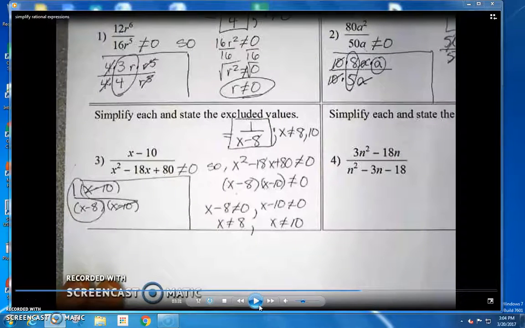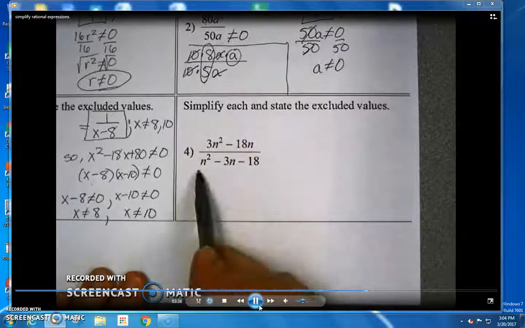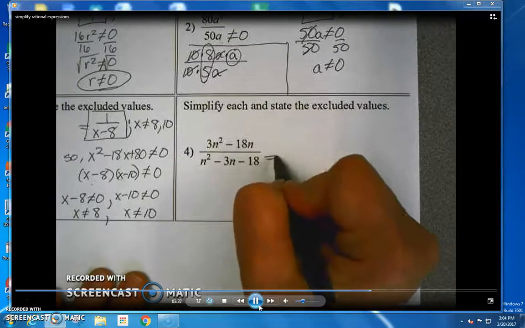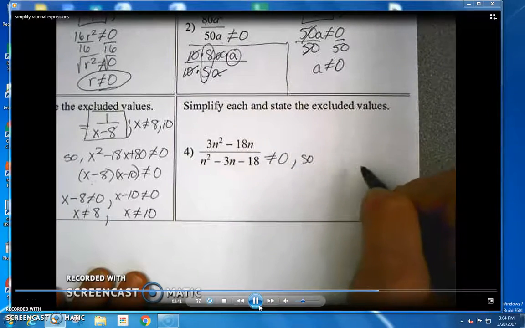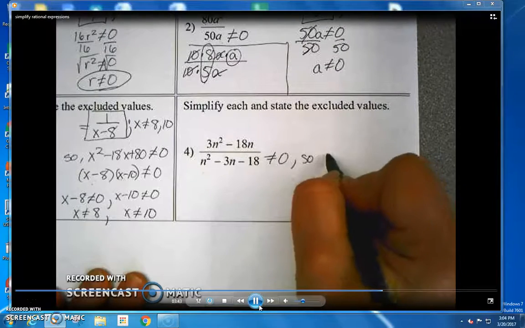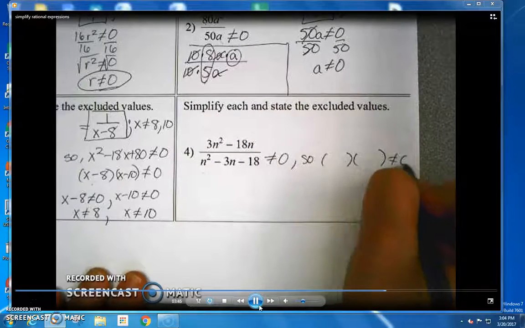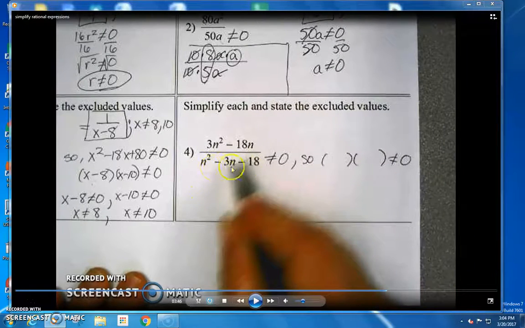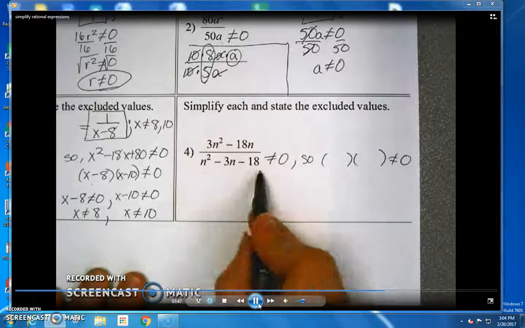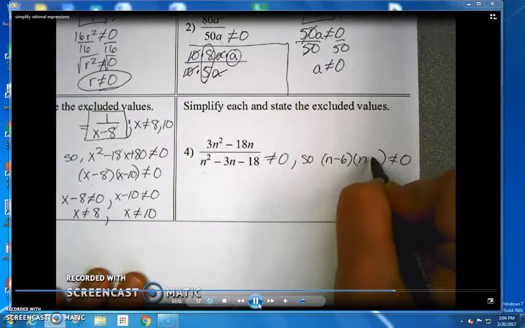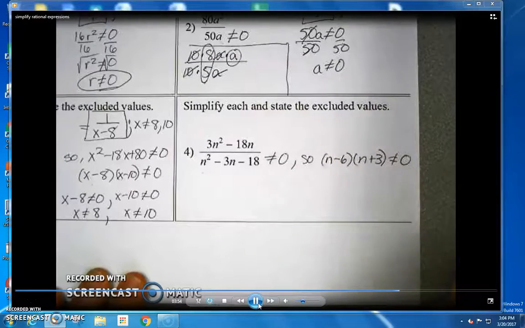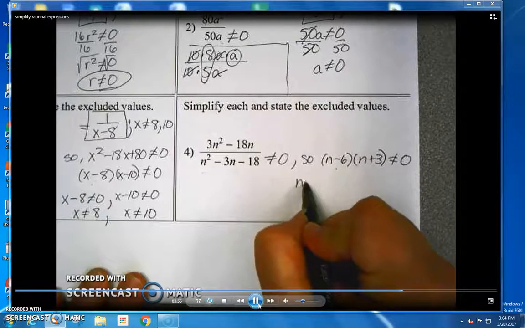Now let's take a look at question 4. So in question 4, same idea, n squared minus 3n minus 18 cannot equal 0, so I'm going to say so. And then from that expression, I'm going to factor that. So I'm taking the factors of this and setting that up not equal to 0. The two factors are going to be n minus 6 and n plus 3.